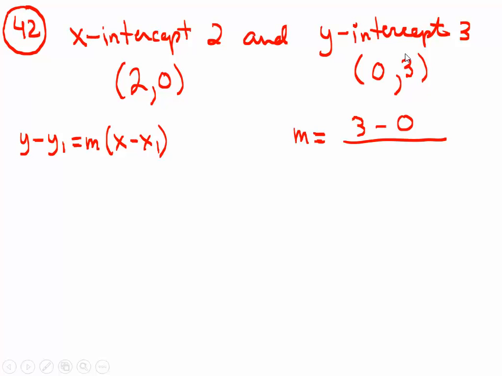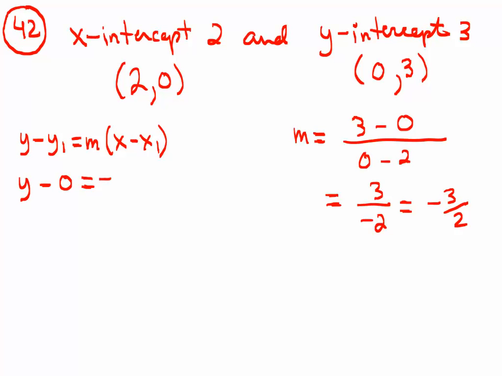So y2 minus y1, 3 minus 0, over x2 minus x1, which is 0 minus 2. On top, it will be a 3. On the bottom, -2. And again, moving that negative in front or on top gives you -3/2 as your slope. And then it doesn't matter which point you choose here. Again, I'm going to choose the 2, 0.